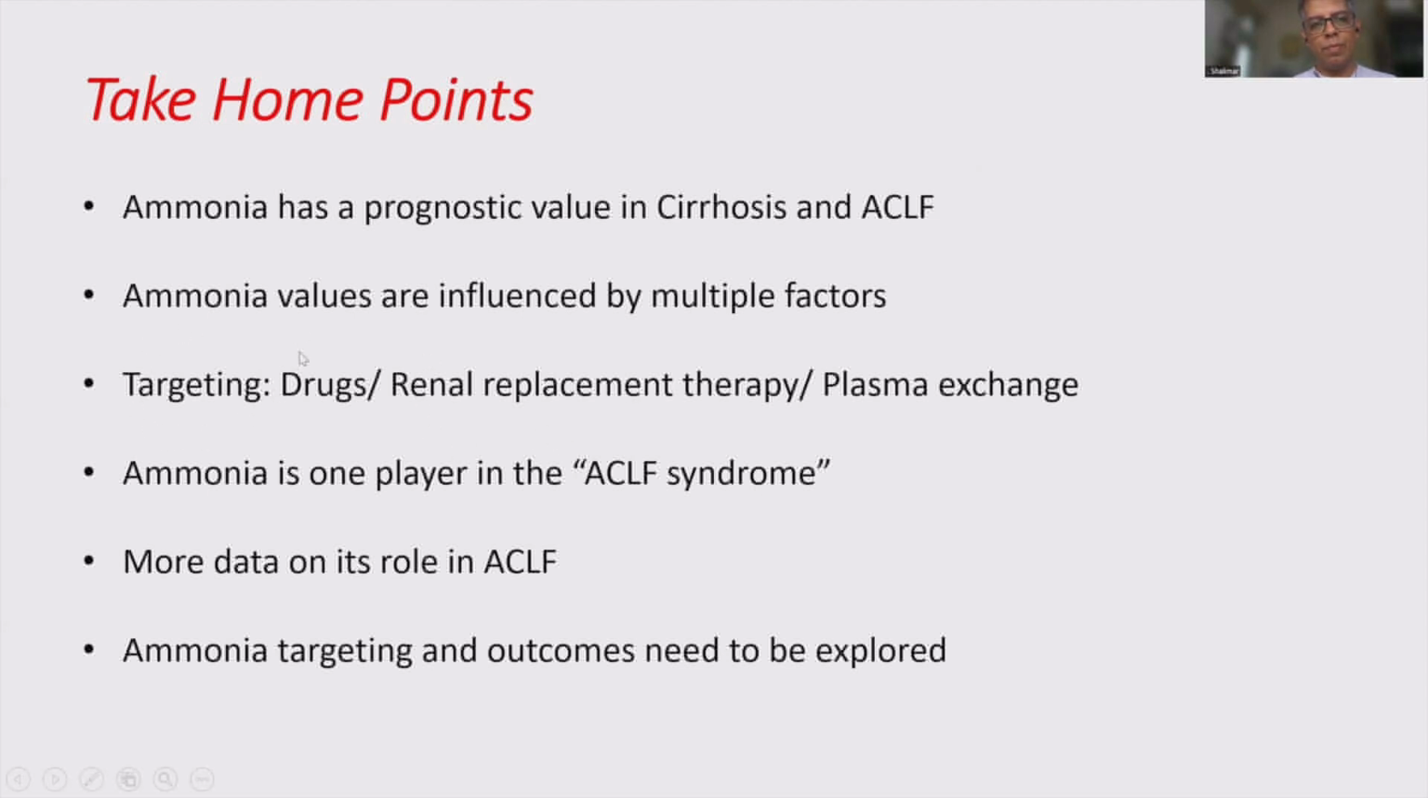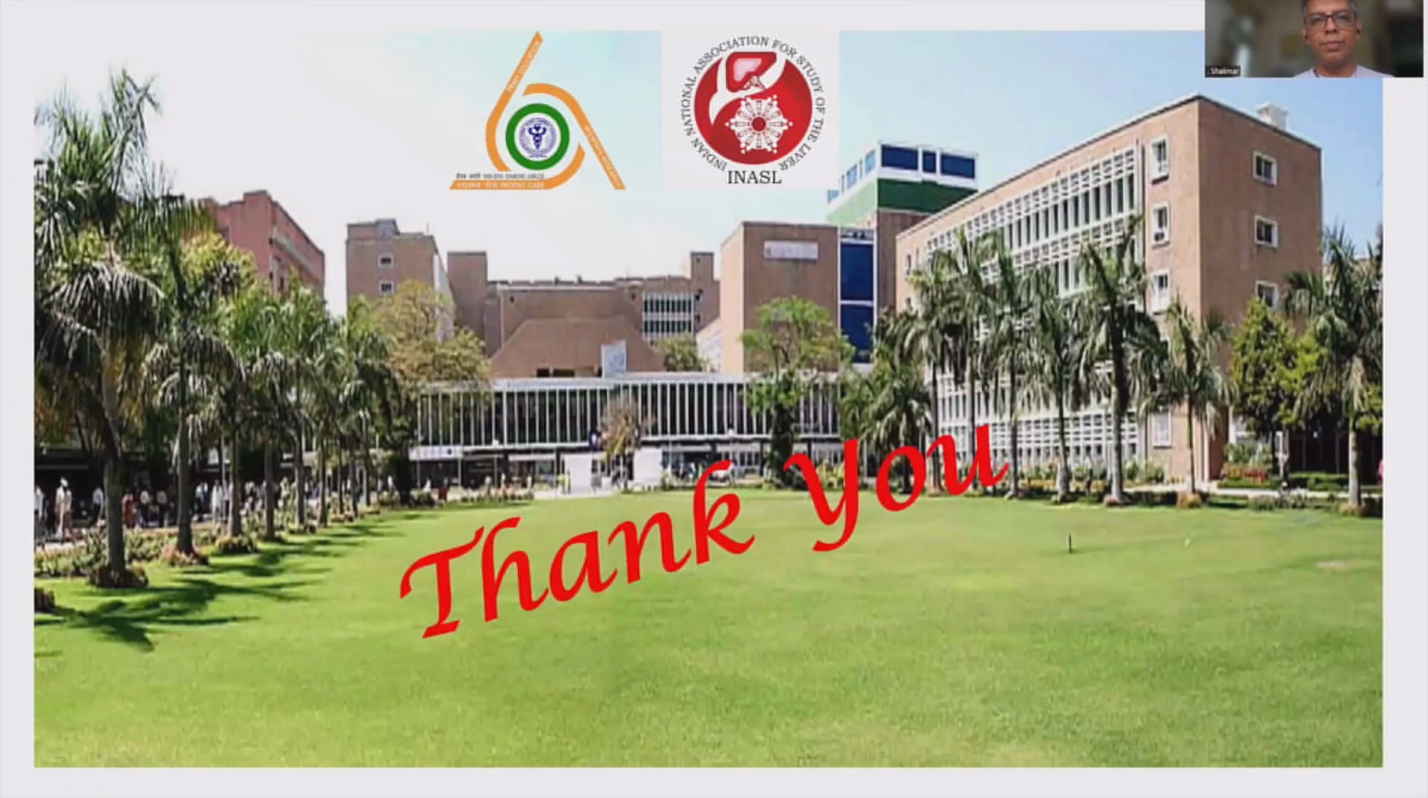Targeting measures include drugs, renal replacement therapy, and plasma exchange. Ammonia is one player in the ACLF syndrome. We still need more data on its role in patients with acute and chronic liver failure, and we need future well-designed studies on ammonia targeting and outcomes. Thank you.